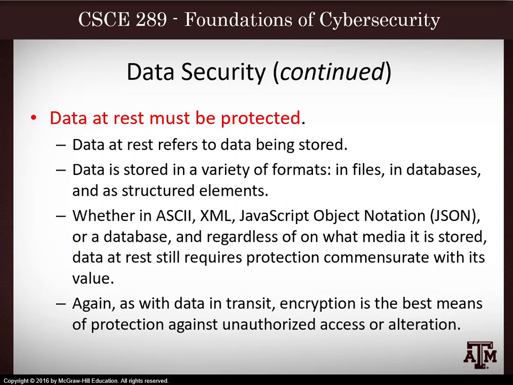So data at rest must be protected. I guess I've kind of already hit this. Whether the media is stored, data at rest still requires protection. What do we mean by data at rest? Is it in a database? Where is it? Is it on a USB now because someone took it on a USB? Is it on backups? It's not being transmitted. It's, quote, sitting somewhere. It's in a database. Where does that data exist? Do we have the level of data protection commensurate with the risk?